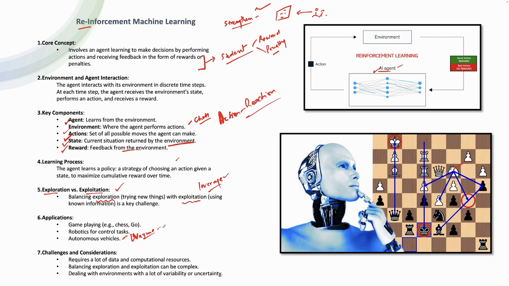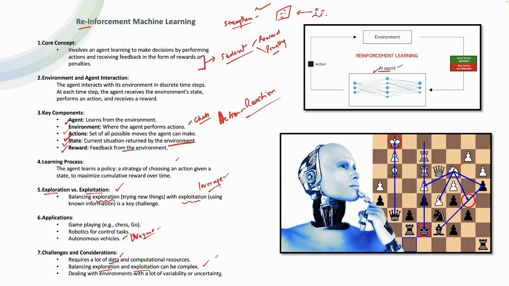And yes, it does come with its own challenges. It requires a lot of data. Obviously, we talked about data quality and data quantity. Again, it's very important that you have a good amount of data. And you need to balance the exploitation and exploration we talked about, right? You need to balance out trying new things with using the known information. And you should know how to deal with an environment with a lot of variability or uncertainty, right?